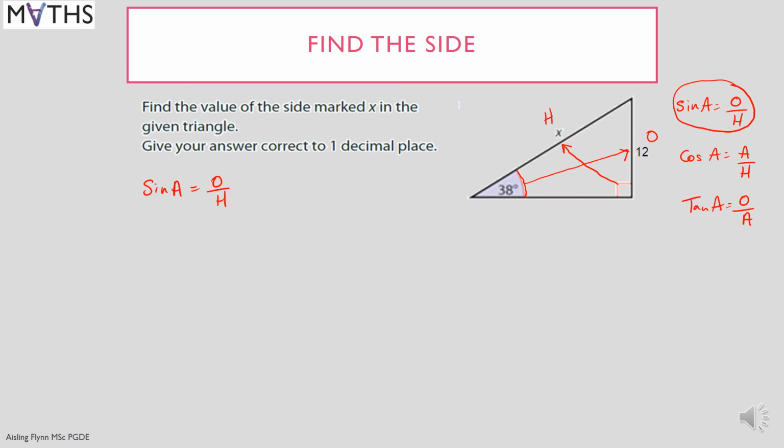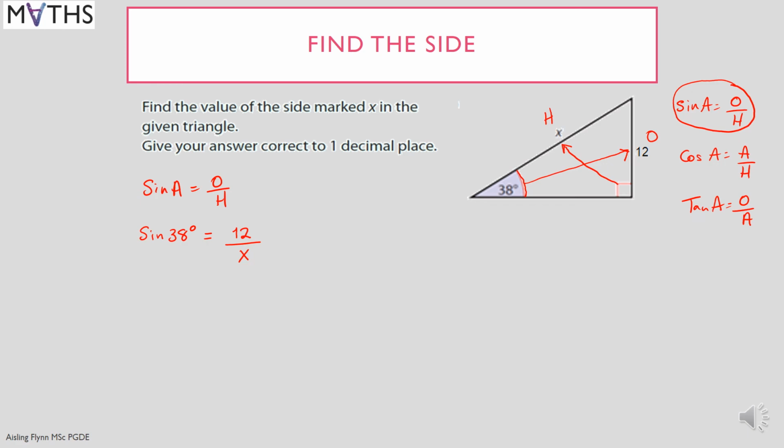Now enter in the information that you do know. We do know the size of the angle, so we know it's 38 degrees, so we'll put that in. We do know that the opposite has a value of 12, and what we don't know in this case is the hypotenuse, which is called x. So it's similar but different. This time our unknown is underneath the fraction on the right hand side, so our manipulation of the equation will be a little bit different.